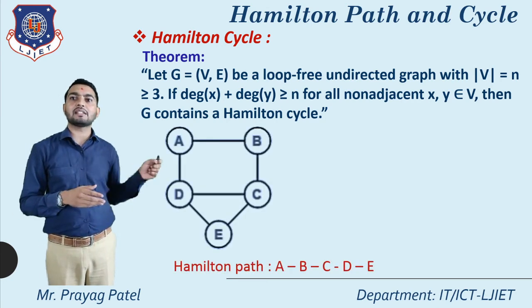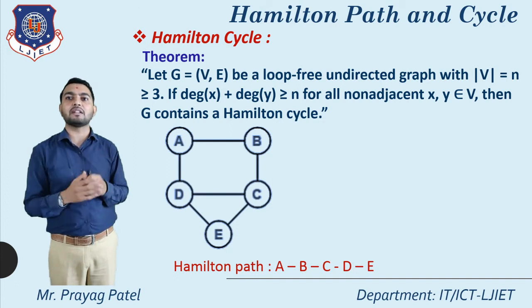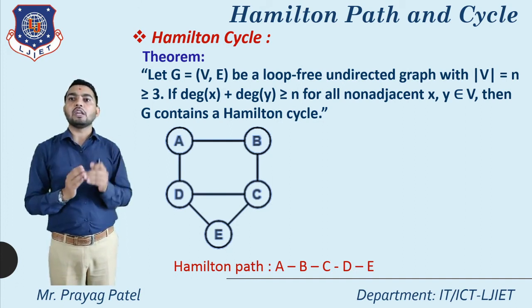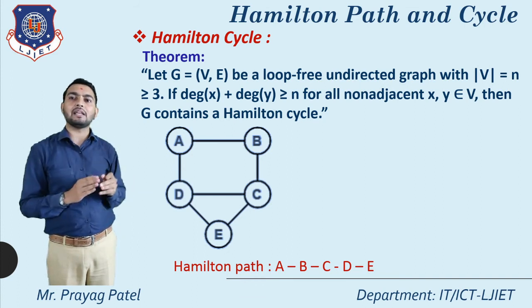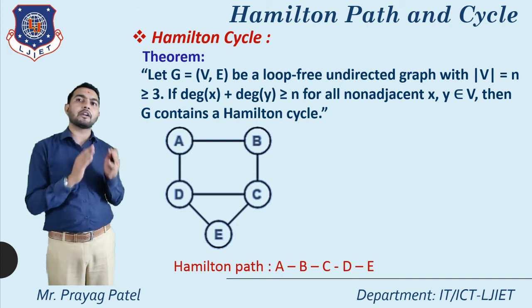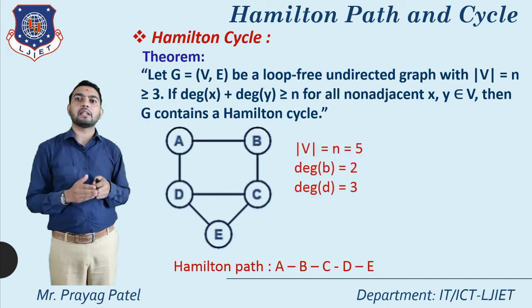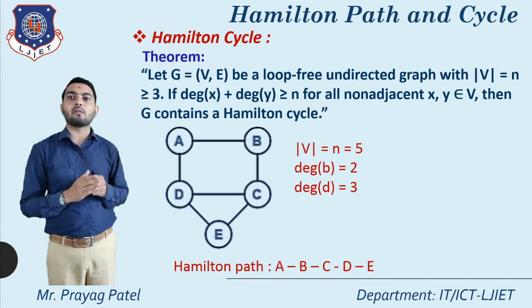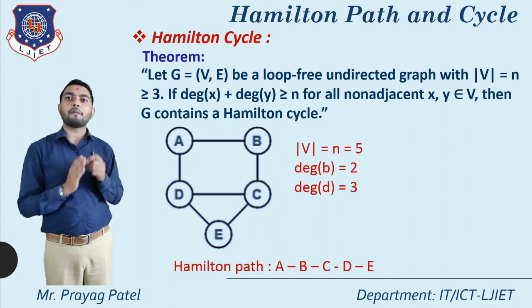So here consider this graph containing the Hamilton cycle A, B, C, D, E and A. And many Hamilton paths are possible. One is given here, a Hamilton path. But here a Hamilton cycle is also possible. Now for that, consider |V| equal to n equal to 5, degree of B equal to 2 and degree of D equal to 3.